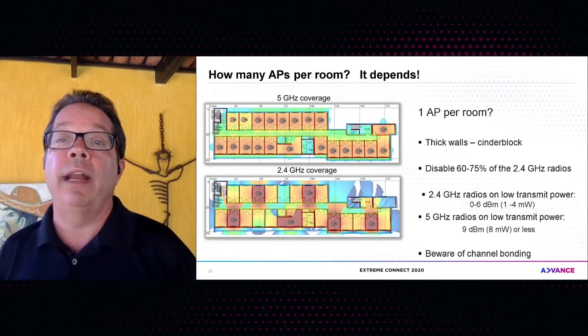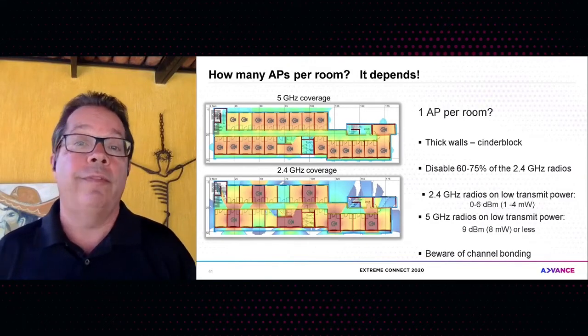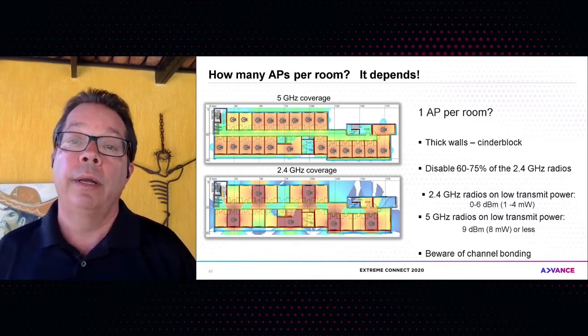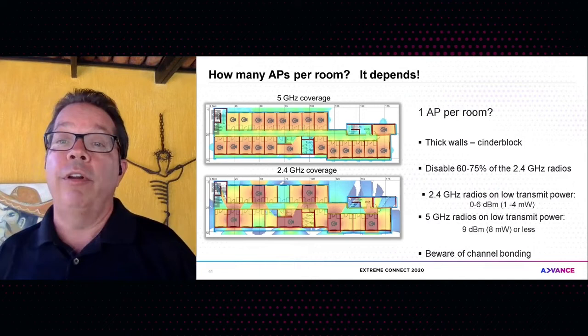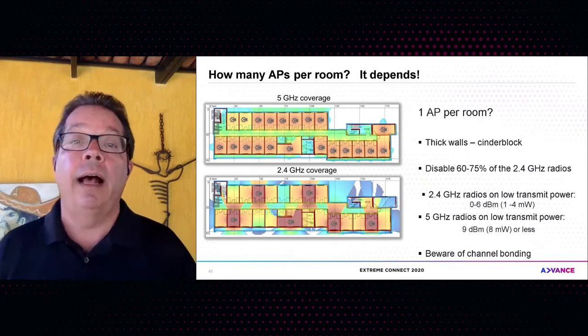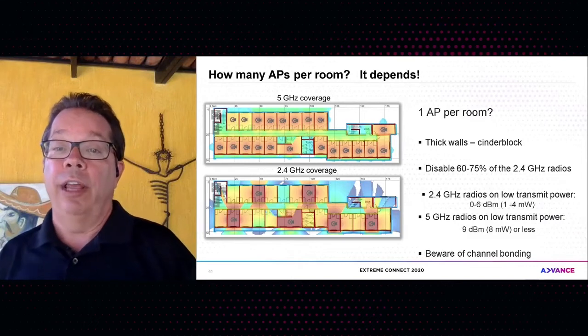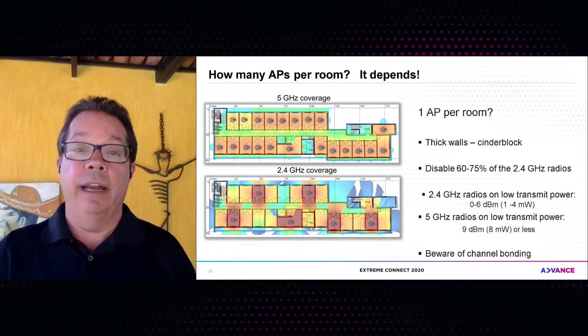And if you do need 1 AP per room, based on your capacity needs, you have to have thick walls. If it's going to be drywall, it's not going to work. You need to probably disable 75% of your 2.4 gigahertz radios, because they're all going to interfere with each other. And I would probably recommend not using channel bonding in this case too. And then you can also see I have very low power recommendations.